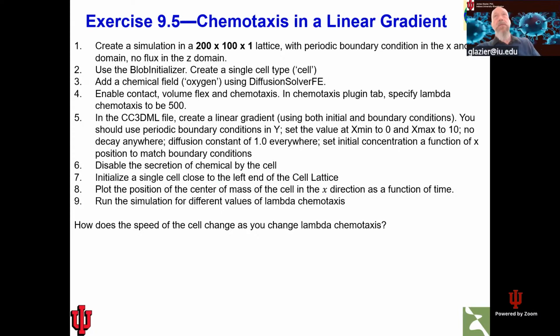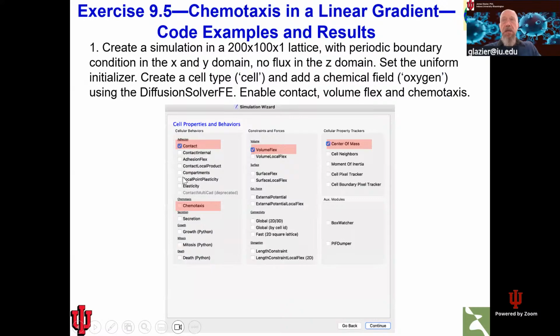Let me walk you through the steps here a little bit. If you are going to do this, first you want to create the simulation wizard. You're going to need contact energy. You always need contact energy. You need volume, flex. You're not going to change those, center of mass. You're going to need a chemical field. And you need to turn on chemotaxis. You need to check this box here, chemotaxis.